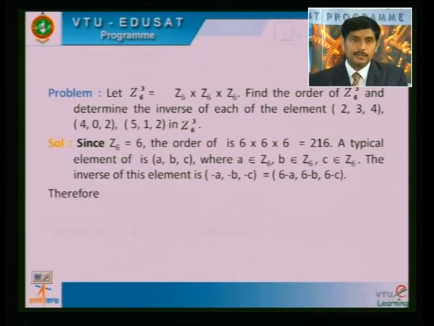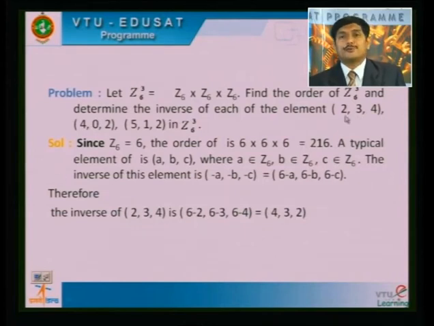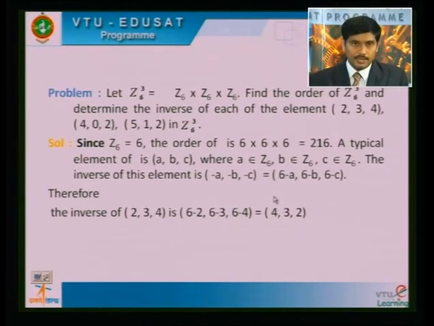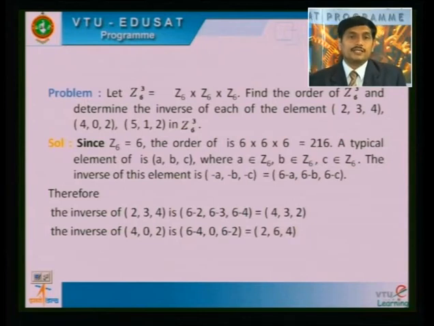Next, we need to find the inverse of (2, 3, 4). In place of a, b, c, if you replace 2, 3 and 4, we get 6 - 2, 6 - 3 and 6 - 4, that becomes (4, 3, 2). All the elements belong to the set. Similarly, for (4, 0, 2) it is 6 - 4, 6 - 0, 6 - 2, which gives 2, 6 and 4.